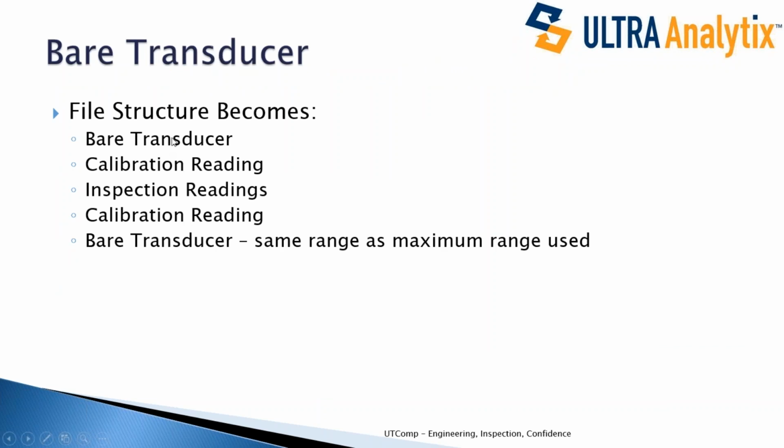So now, this is repeating again. The file structure becomes bare transducer, calibration reading, inspection readings, calibration reading, and the bare transducer with the same range as the maximum range used for the inspection readings.